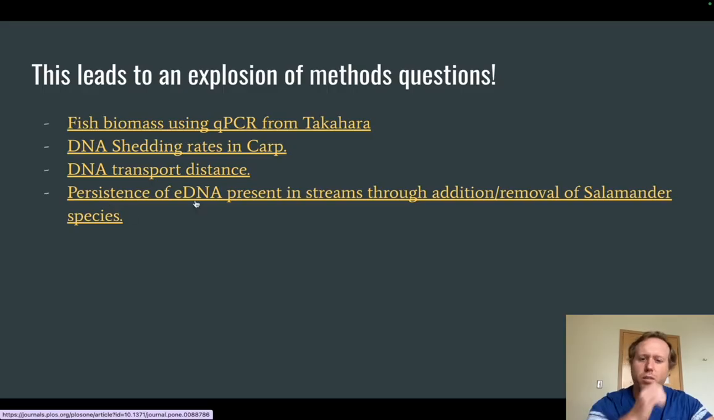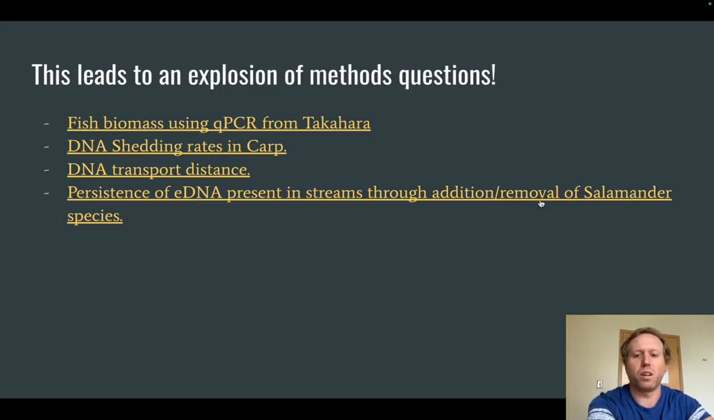And then this is, I think, another one, at least from David Pilliard in Idaho, along with Karen Goldberg, that looks at the persistence of eDNA present in streams through the addition and removal of salamander species. This is actually a really cool study where they had some good headwater streams with unilateral flow, where they took endemic salamander species that they weren't detecting in a stream. They knew they weren't there. And then they added salamanders to the stream and let them live there for a certain amount of time, and then detected the eDNA and then removed them again, and then looked for how long they could also detect the eDNA afterwards, to learn a lot of things about shedding rates, transport distance, and persistence of eDNA.